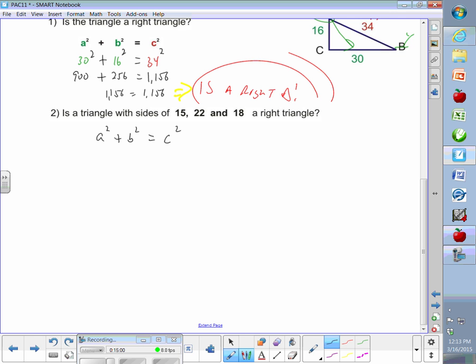Okay, which side is the key side? Say it if you know it. What's the name of the key side? On three. 1, 2, 3. Hypotenuse. So you have to figure out which one is the hypotenuse. Blake? It's the largest, right? And that's correct. And therefore the 22 has to go in for the C. It's got to, folks. Now again, which one do you put in for A and which one for B? It doesn't matter.